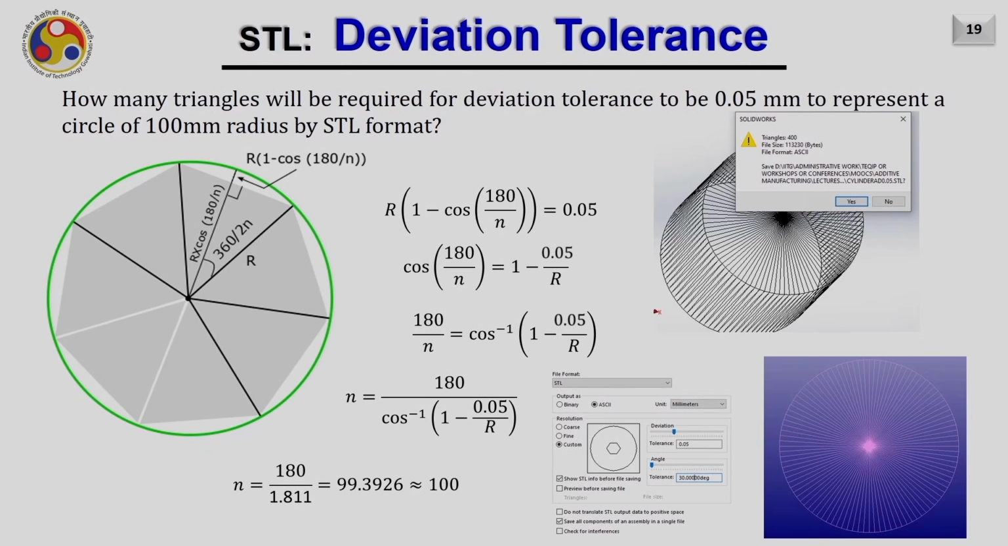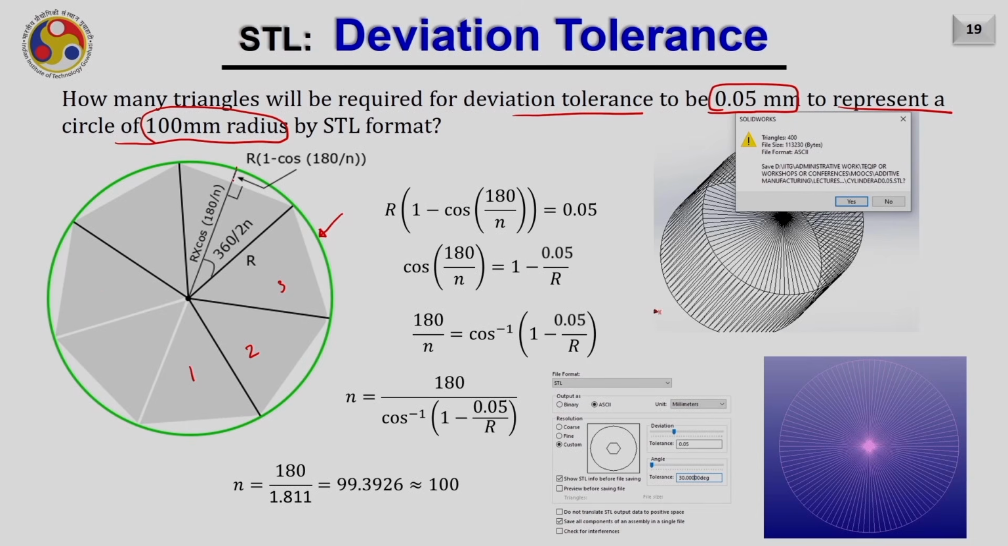How many triangles will be required for a deviation tolerance of 0.05 mm to represent a circle of 100 mm radius by STL format? So now we have a circle which is represented here in green color, and now we are representing this circle by these triangles: 1 triangle, 2 triangle, 3, and so on.